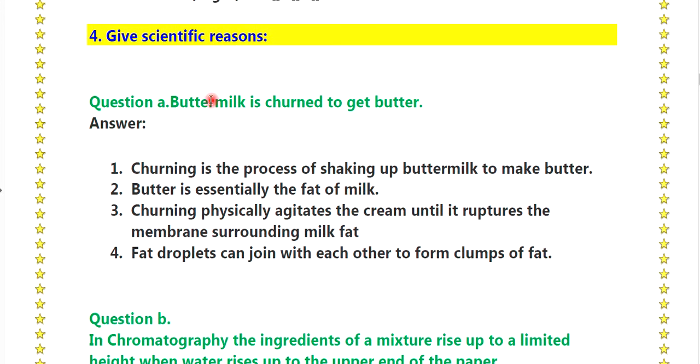See question number 4. Give scientific reasons. In that question A, buttermilk is churned to get butter. Answer: churning is the process of shaking buttermilk to make butter. Butter is essentially the fat of milk. Third point, churning physically agitates the cream until it ruptures the membrane surrounding the milk fat. Fourth point, fat droplets can join with each other to form clumps of fat.